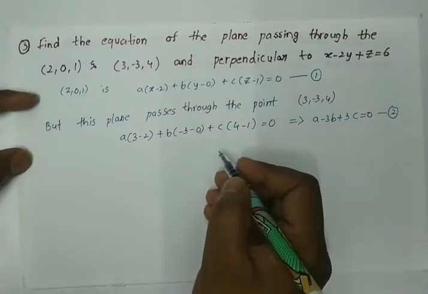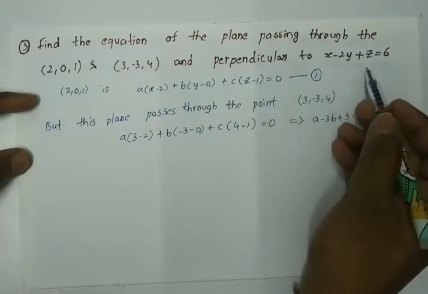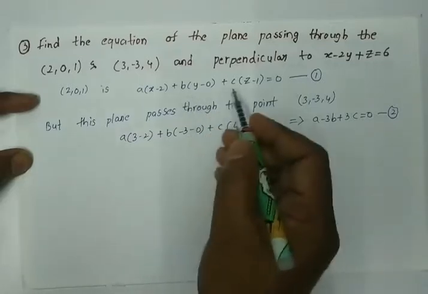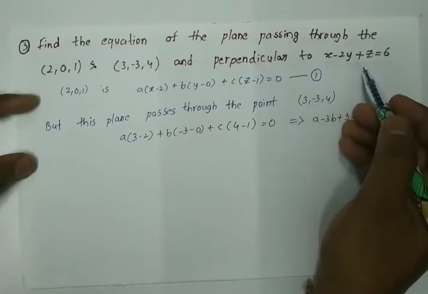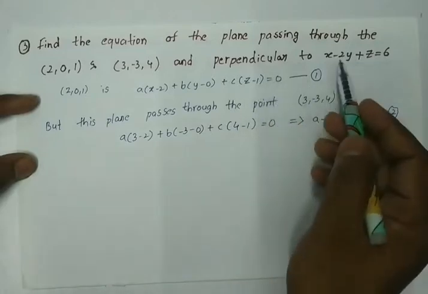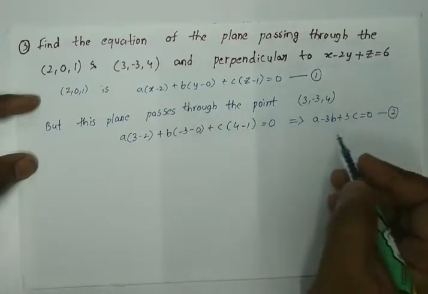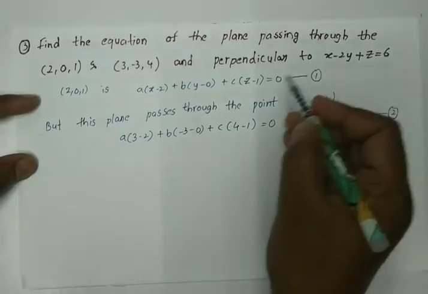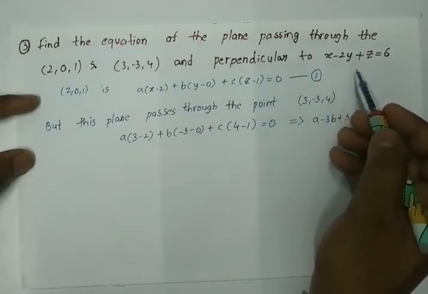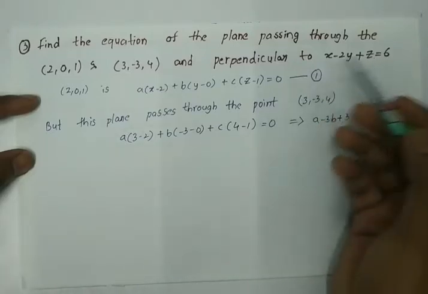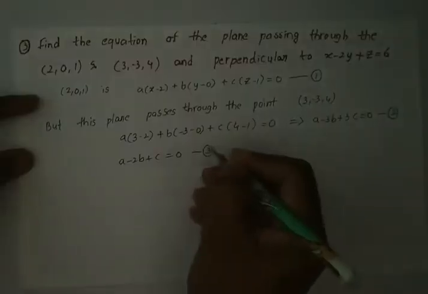Now we know that the plane is perpendicular to x - 2y + z = 6. So if the plane is perpendicular to x - 2y + z = 6, then we replace x, y, z with a, b, c to get a - 2b + c = 0. Let us name this equation 3.